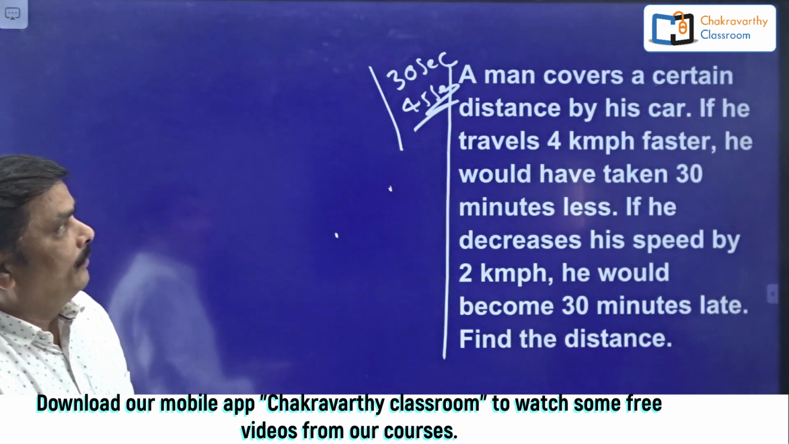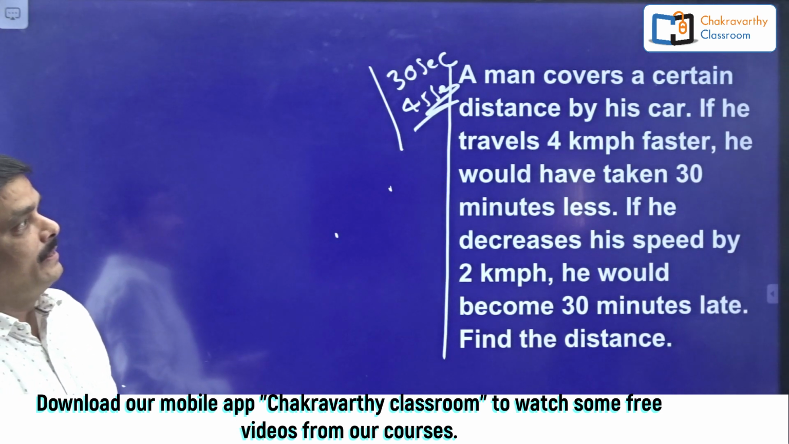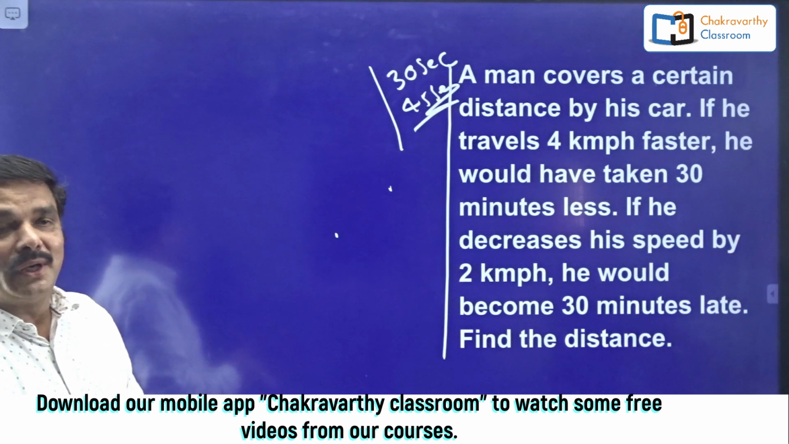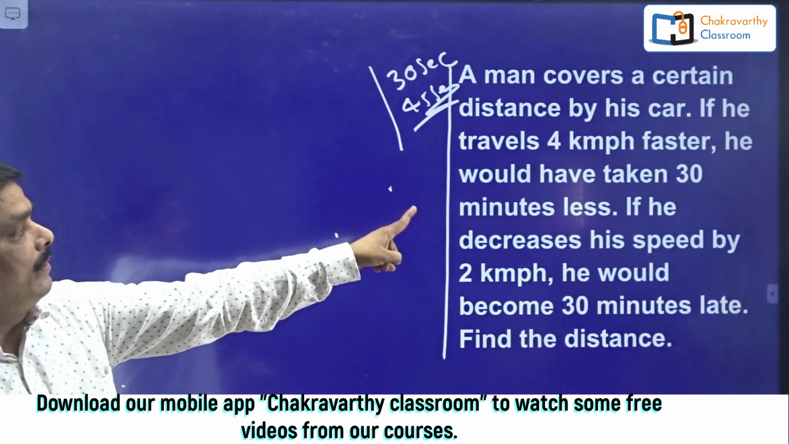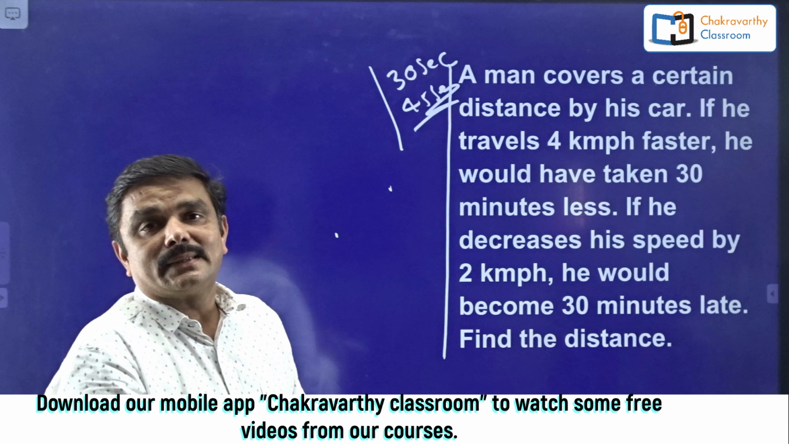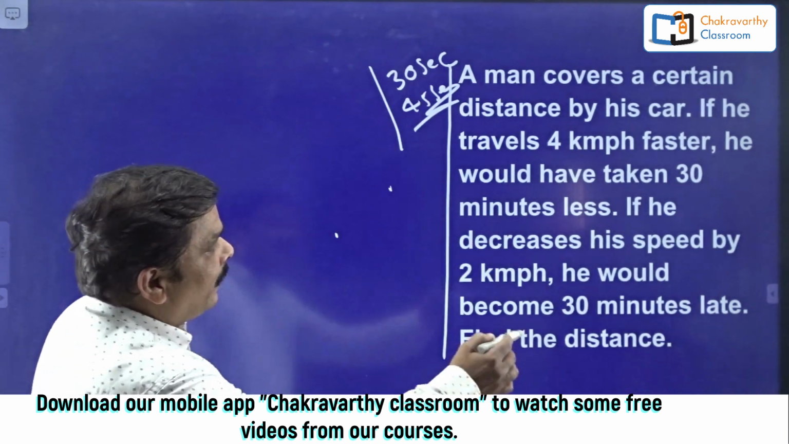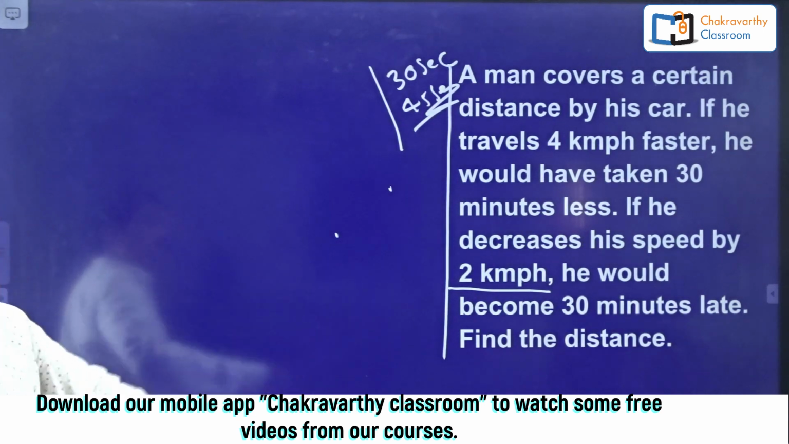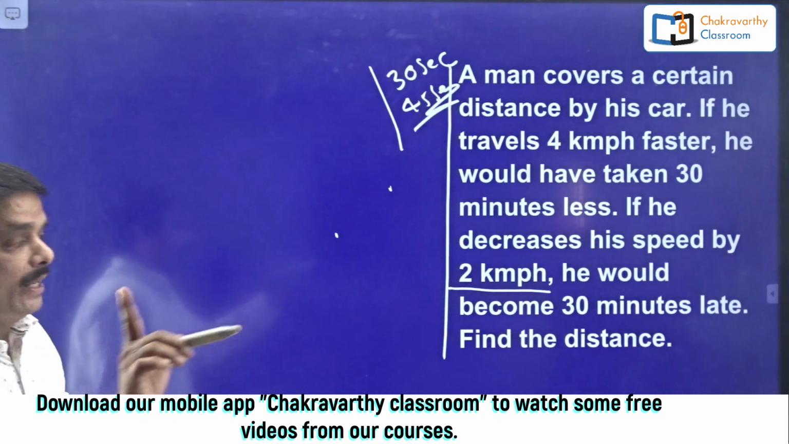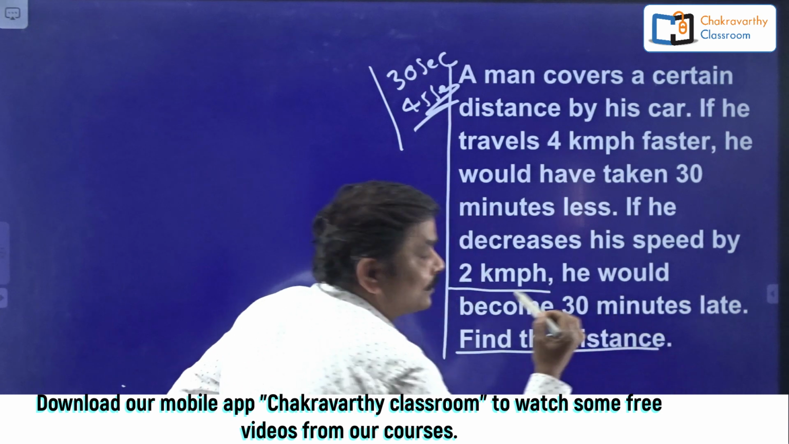Read the question properly, how they have given it. A man covers a certain distance by his car. Simple statement. If he travels 4 kilometers per hour faster, he would have taken 30 minutes less. And the second statement is, if he decreases his speed by 2 kilometers per hour, he would become 30 minutes late. Then find the distance.